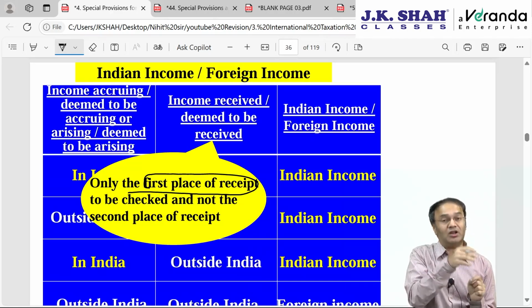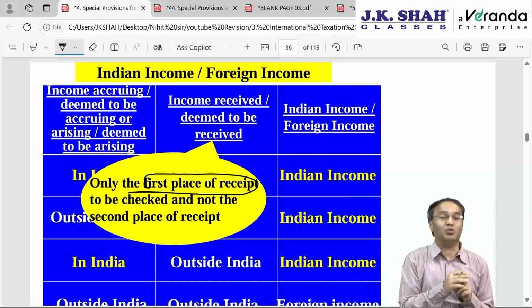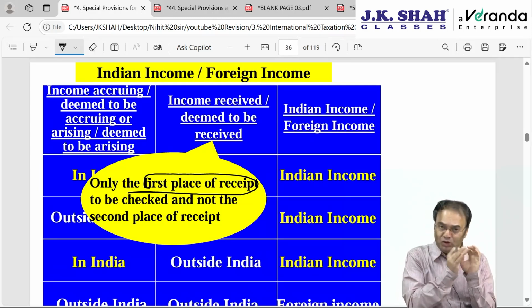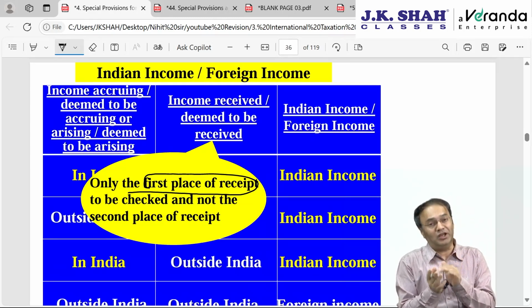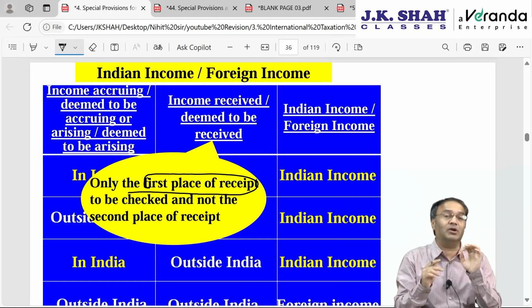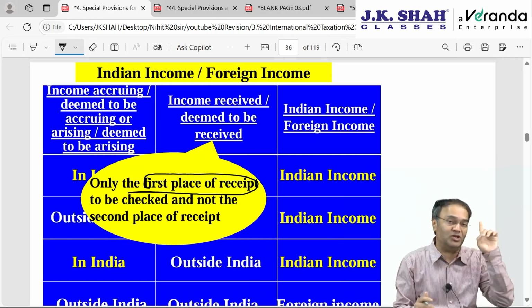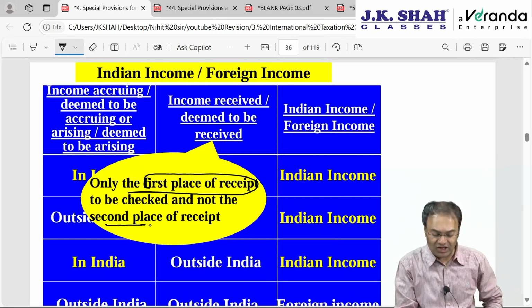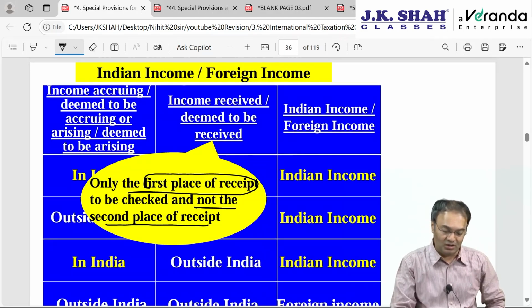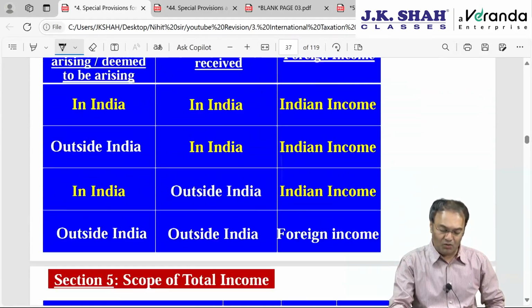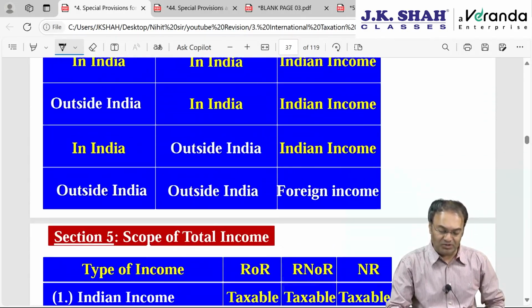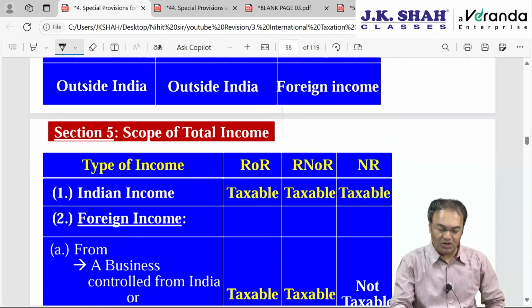Then that person remits that amount back to India to his family members. Then in that case, India becomes a second place of receipt. Income is received in Dubai also, income is received in India also. Two places, but we have to consider only the first place of receipt, that is India. Second place of receipt not to be checked. Clear?